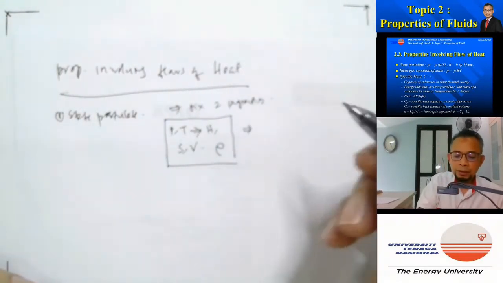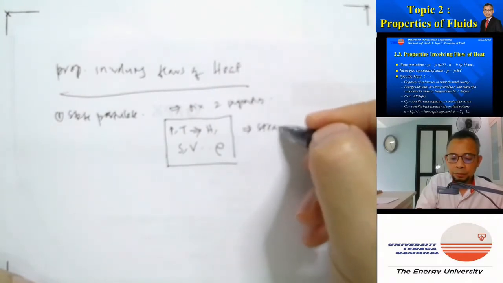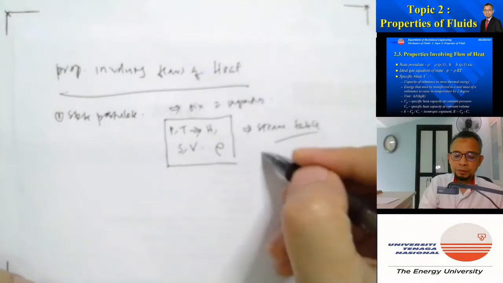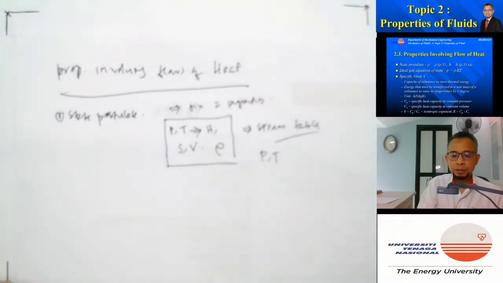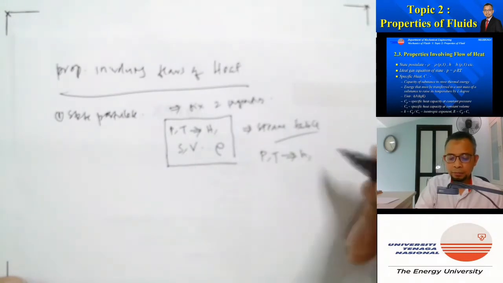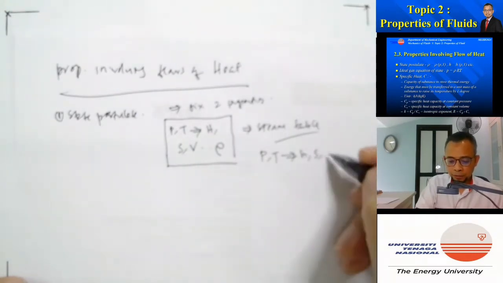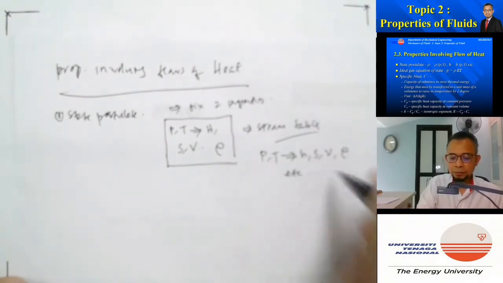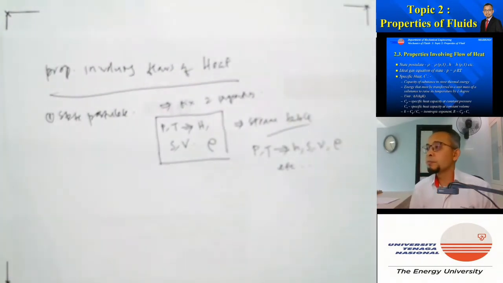If you recall, that's why when you use the steam table, you just need to specify pressure and temperature, and then from there you can use the steam table to get the enthalpy, the entropy, the specific volume, the density, etc. Right. So that is the state postulate.